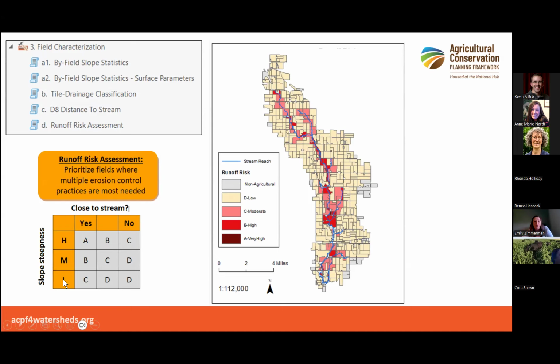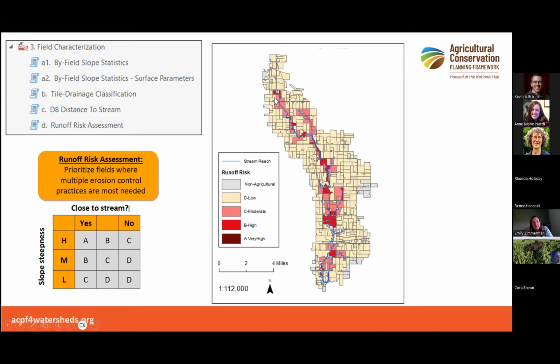And if the slope is very steep and it's very close to the stream, then it gets this A qualitative mark, and what that corresponds to is a very high runoff risk, which you see in the map on the right side of the screen, versus a field that's very far away from the stream where slope is very low, which you see some of those gray areas, very far from the stream, very flat.